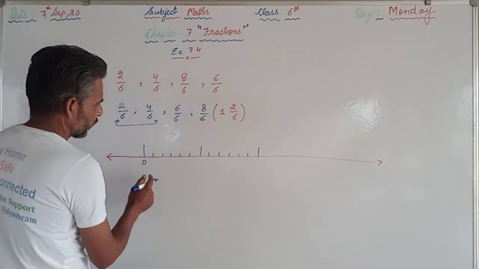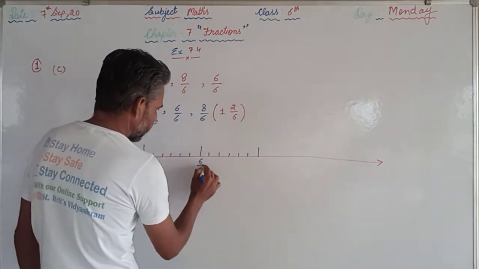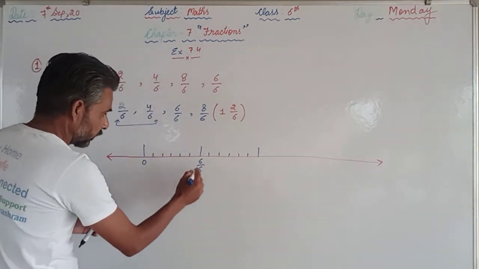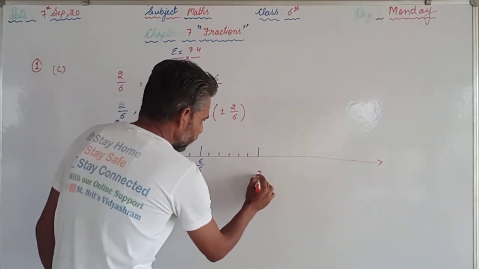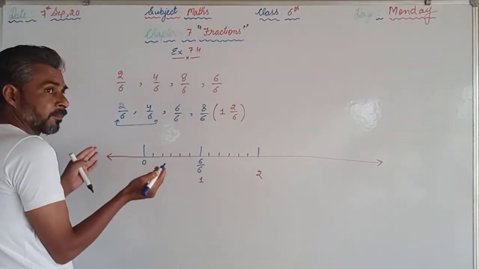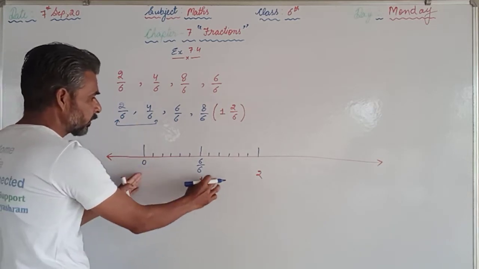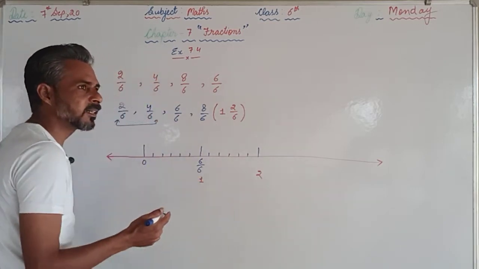So 1, 2, 3, 4, 5, 6. So this is 6 by 6, and it can be represented as 1 as well. Here it will be represented as 2. So we have divided the space between 0 and 1 into 6 equal parts, and between 1 and 2 also into 6 equal parts.